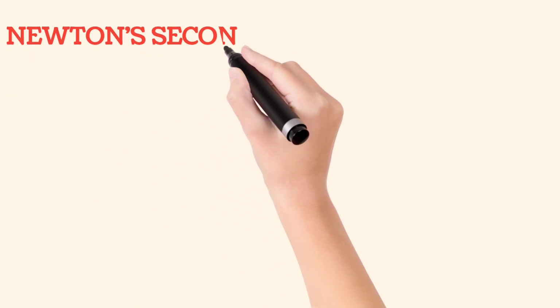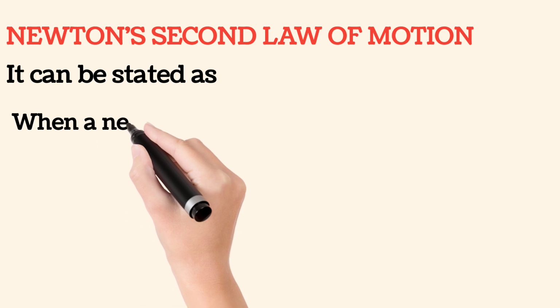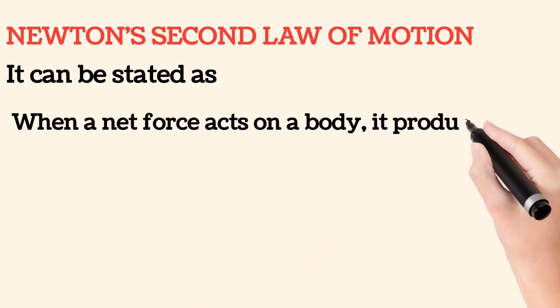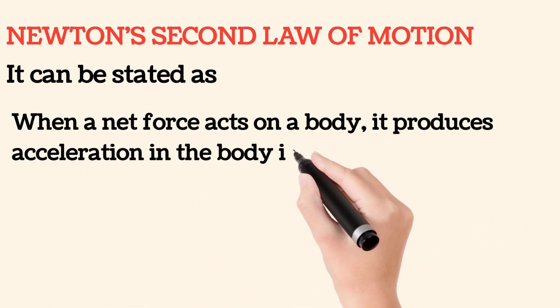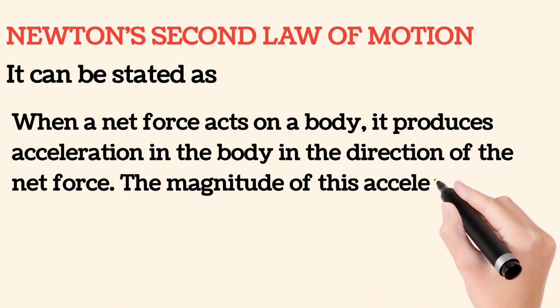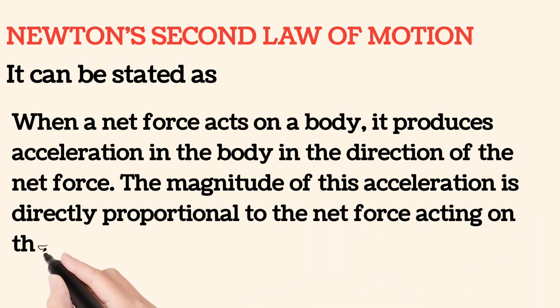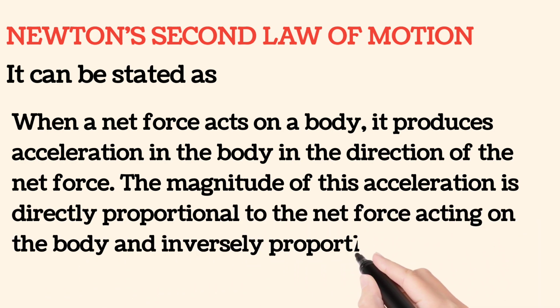Newton's second law of motion. It can be stated as: when a net force acts on a body, it produces acceleration in the body in the direction of the net force. The magnitude of this acceleration is directly proportional to the net force acting on the body and inversely proportional to its mass.